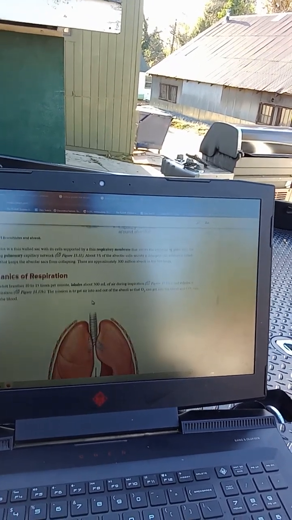Each alveolus is a thin-walled sac with its cells supported by a thin respiratory membrane that allows the exchange of gases with the surrounding pulmonary capillary network. About 5% of the alveolar cells secrete a detergent-like substance called surfactant that keeps the alveolar sacs from collapsing. There are approximately 300 million alveoli in the two lungs.